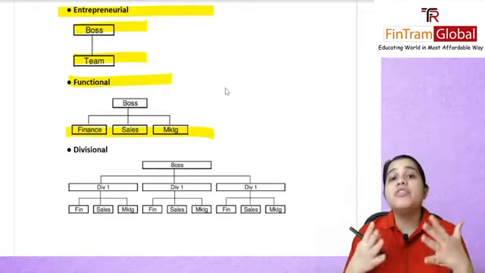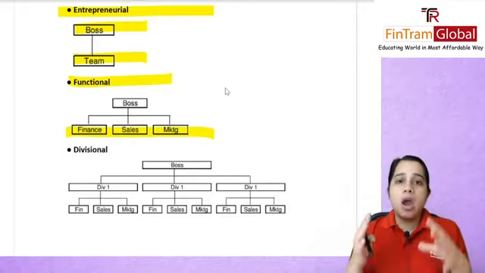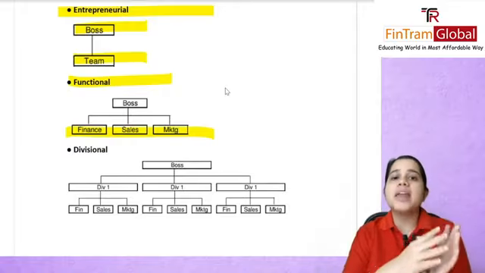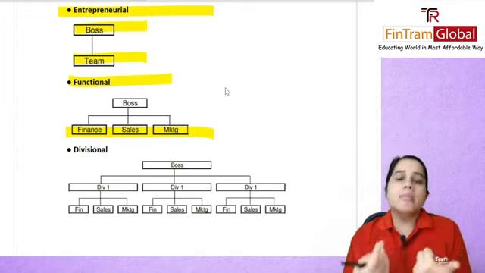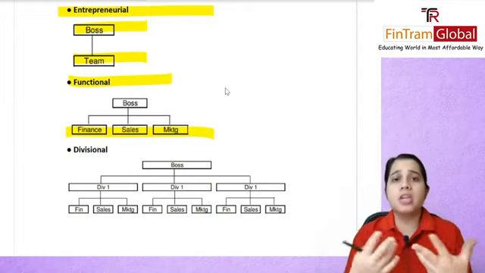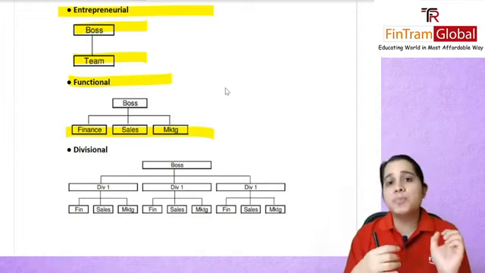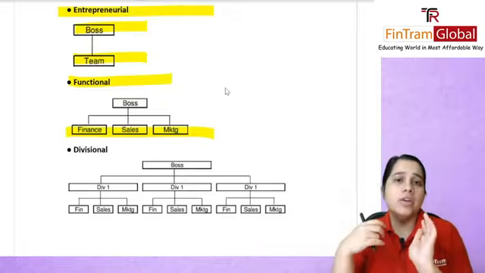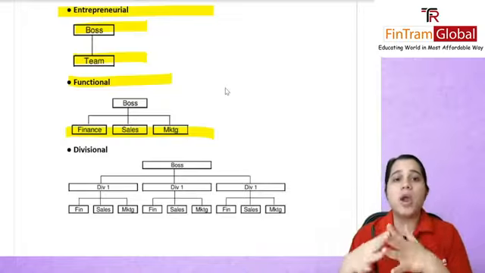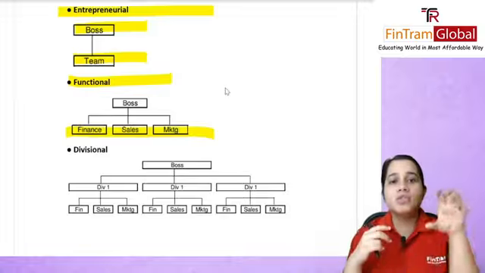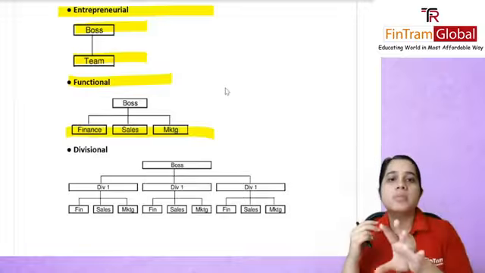Then we have a divisional structure, wherein you have your boss, then you have divided it into different divisions, right? Maybe you have two or three types of products. You sell soaps, you sell maybe even some biscuits, and maybe one more item. So you have divided divisions. One division soaps, one division biscuits.